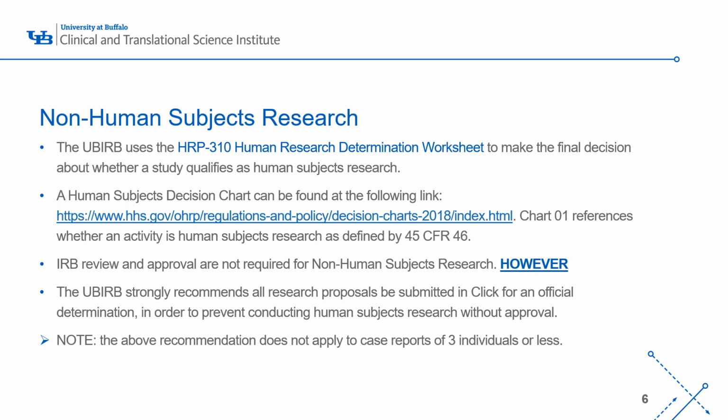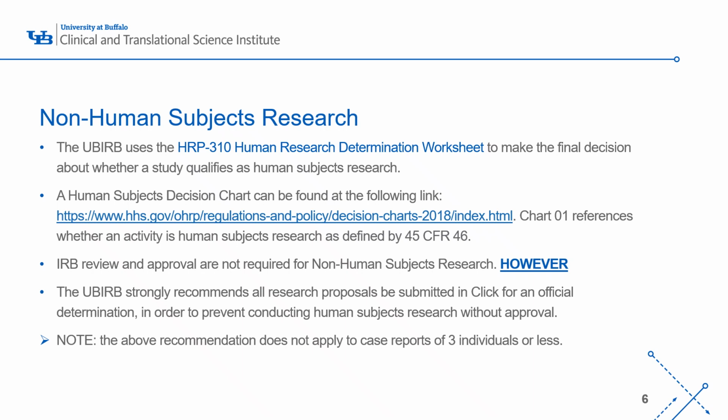The IRB uses the HRP 310 Human Research Determination Worksheet to make the final decision about whether a study qualifies as human subjects research or not. In the case of this worksheet, if we are not able to complete all of the required elements, then the study would meet not human subjects research criteria, and you would receive a not human subjects research approval letter from the IRB in CLIC.